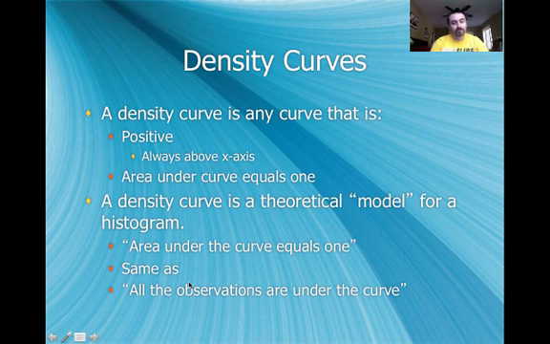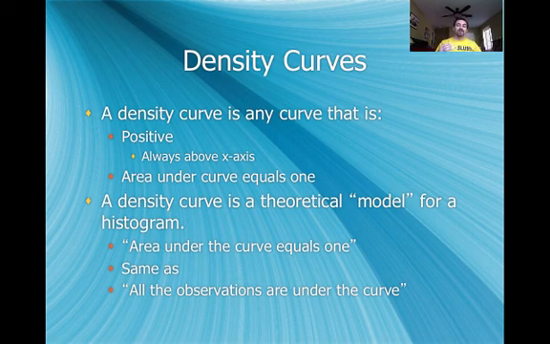Let's start with density curves. A density curve is any curve that is always positive. That means it's always above the x-axis. So if you draw it, it's above the x-axis. The area under the curve is equal to 1. And that's really it. That's the definition of a density curve. It's above the x-axis, and if I were to take the area underneath it, maybe with an integral, if you're familiar with that, then it would be equal to 1.